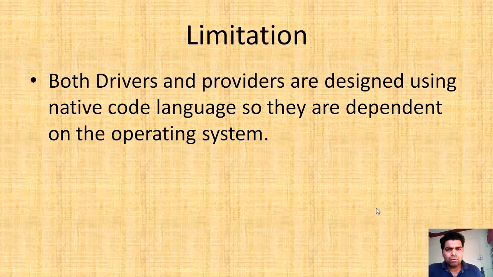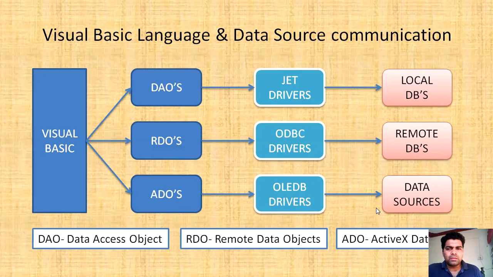Now let's take a brief look at how Visual Basic connects with your database. Traditional Visual Basic connects with the database using three different approaches. The first approach is DAO, that means Data Access Objects, and this uses the JET driver to connect with our local database. The other is RDO, that is Remote Data Objects. We will use the ODBC driver to connect with our remote database.